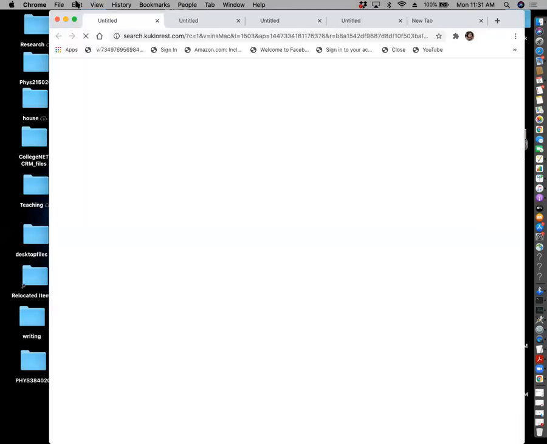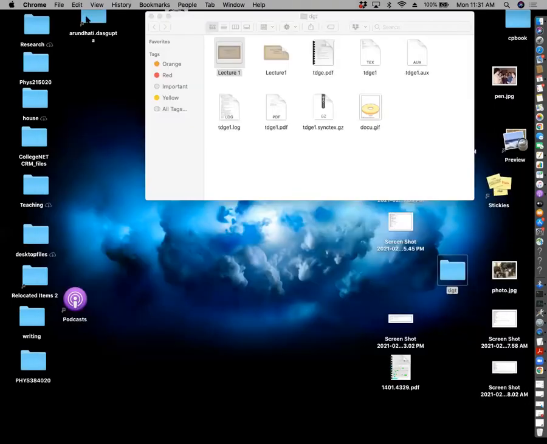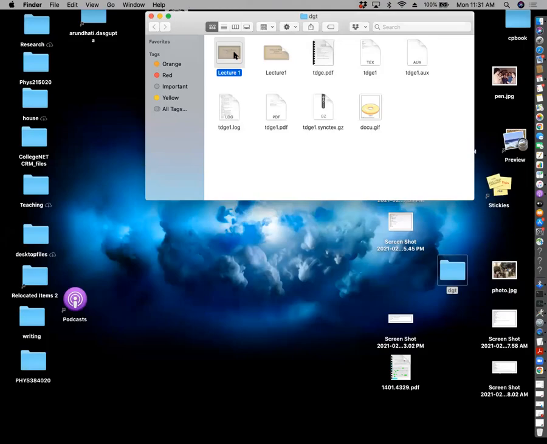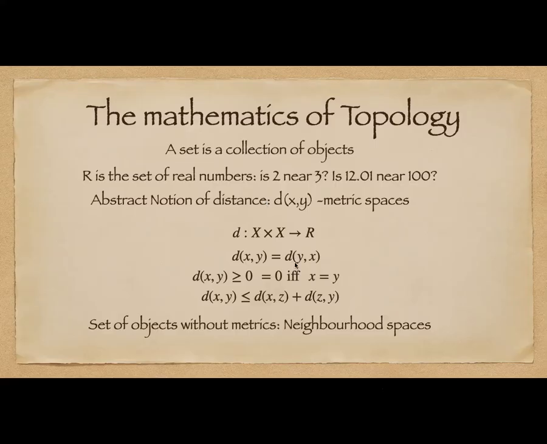oops, can you still see the screen? Yes, but no slides. Okay, are the slides back? Yes. Okay.